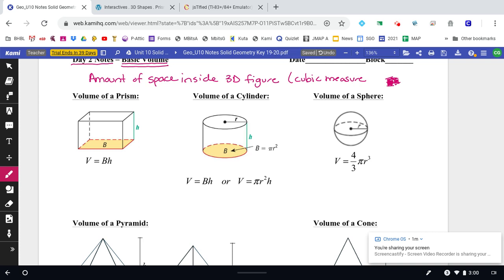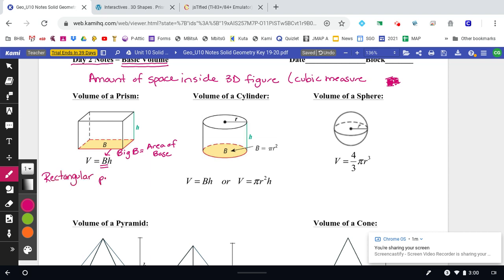Now, one thing about high school geometry that's different than middle school is this notation right here of the big B. And big B means it's the area of the base. So if I have a rectangular prism, the area of my base would be length times width. So my volume would be length times width times height.